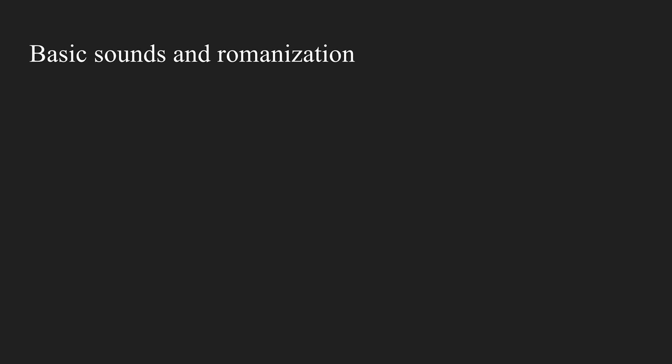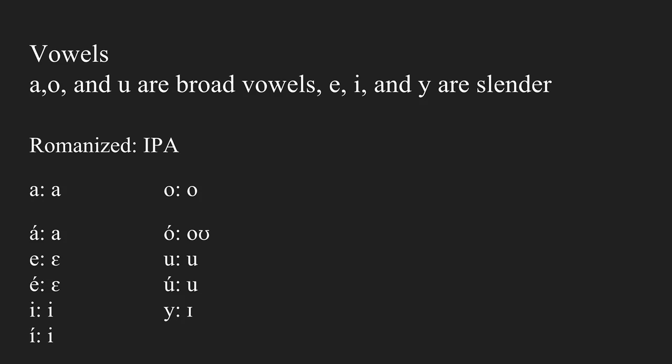The basic sounds and romanization, and we're going to be starting off with the vowels, as always. We have two types of vowels: broad vowels and slender vowels. There's A, O, and U, which are broad vowels. E, I, and Y, which are slender. We'll get into why that matters when we get to consonants, as well as why there are accented letters and why they're pretty much the same sound. We'll get into that right after the vowels.